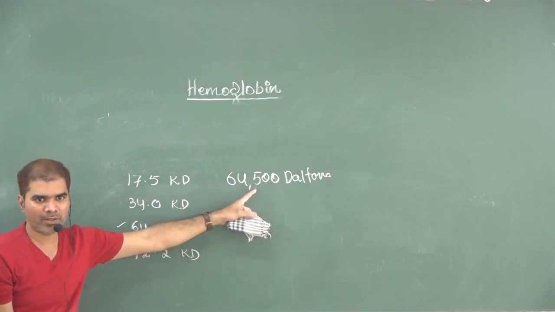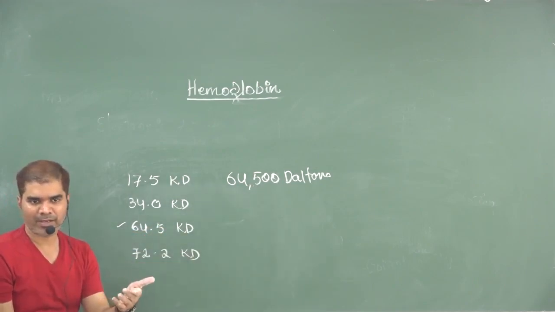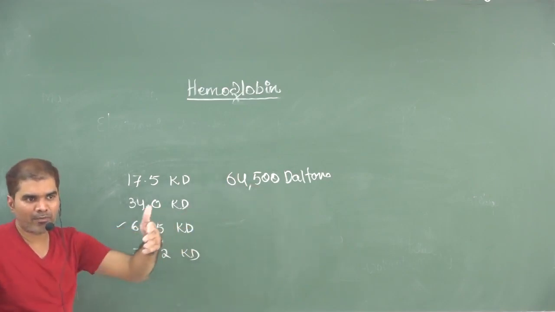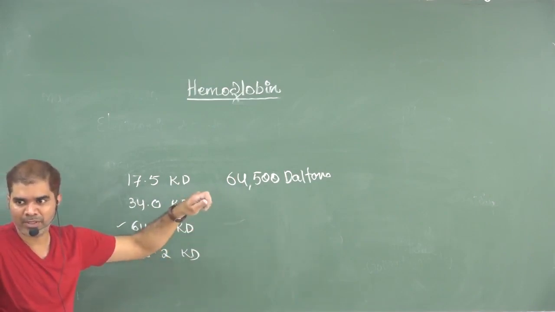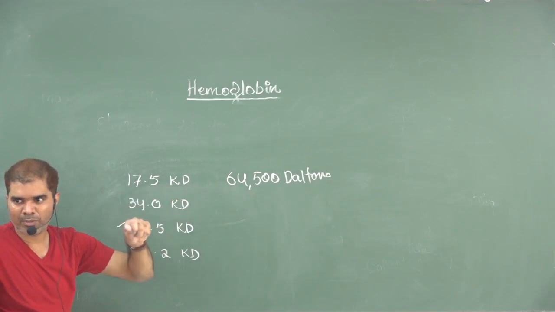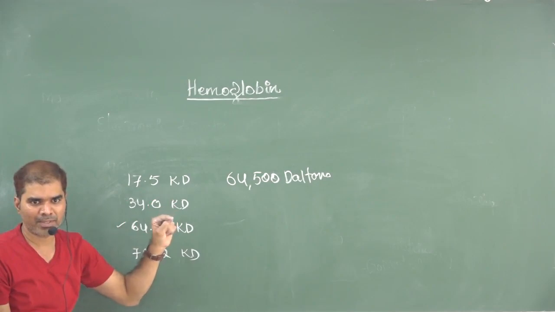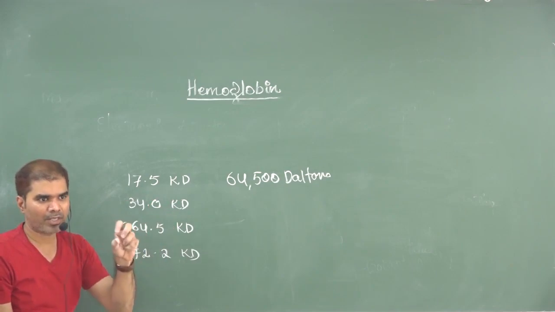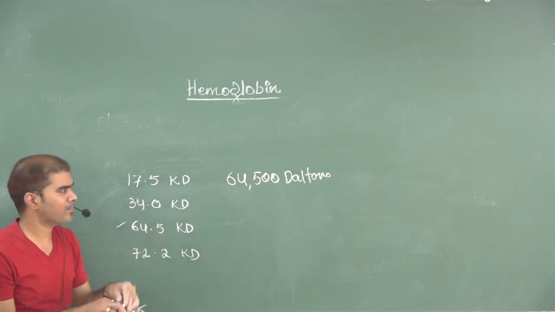64,500. Is it a small molecular weight or large molecular weight? Very large. Suppose if I ask you what is the molecular weight of water, you say 18. And what is the molecular weight of hemoglobin? 64,500. So if I ask you to prepare 1 molar 1 liter solution of hemoglobin, it requires a lot of hemoglobin. So this is the reason it becomes very difficult for us to study hemoglobin in the lab. Every time I have to isolate more hemoglobin because the molecular weight is very, very high.